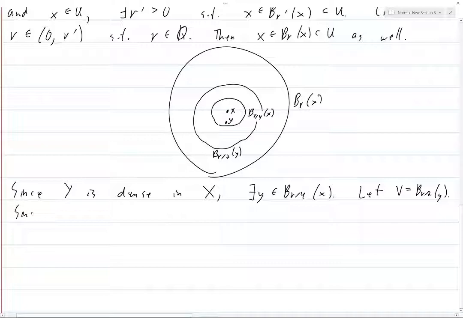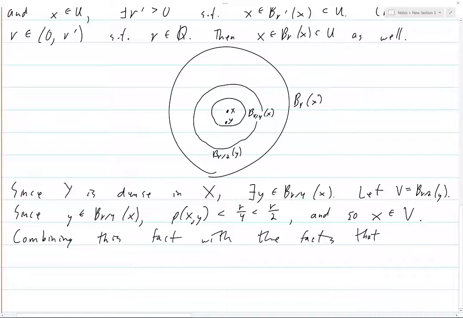So let's see here. Since y is in B(R/4, x), I'm going to redo that thing that I just erased. The distance between x and y is less than R/4, which is strictly less than R/2. And so this confirms that x is in V. And then combining this fact with the facts that R/2 is in Q, and y is in Y, these are the three conditions of an element of N. So we have V is in N.